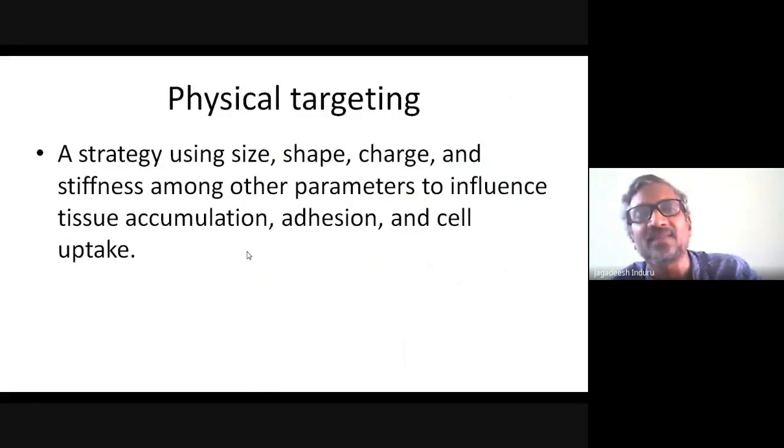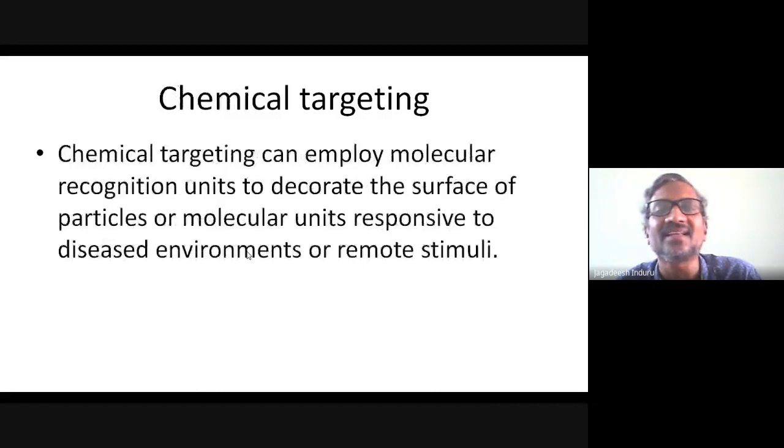That is the flexibility of the particle. These parameters influence the tissue accumulation, adhesion, and cell uptake. This is actually what is present in the physical targeting. The chemical targeting employs molecular recognition, just like your receptor-ligand concept. So we decorate the surface of the particles with molecular units that respond to the disease, that is, the diseased environment or the remote stimuli. They will be specifically attached there because of this chemical stimuli or response. Then we will be making targeting possible.